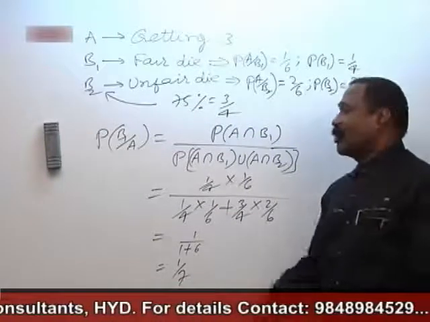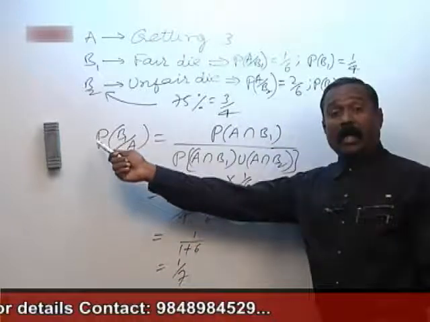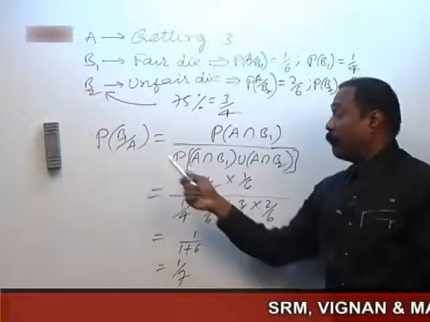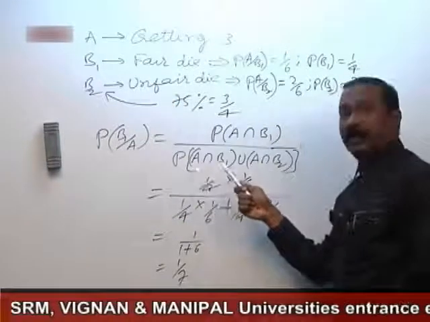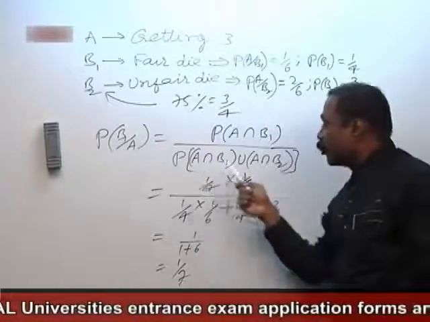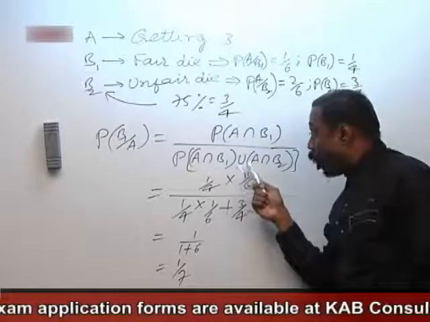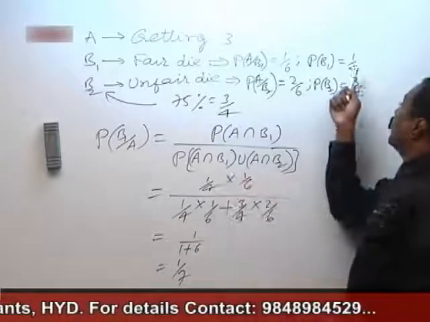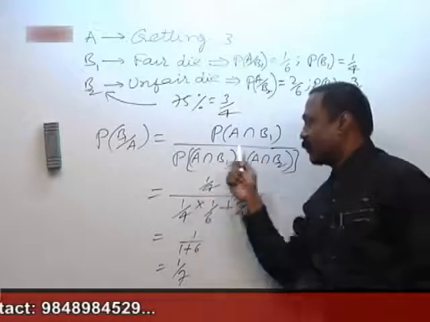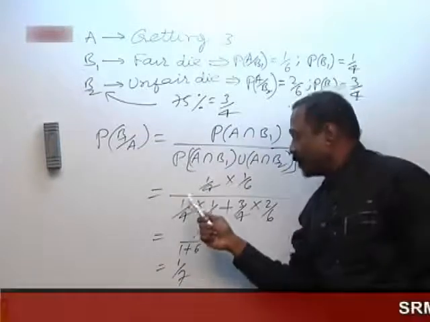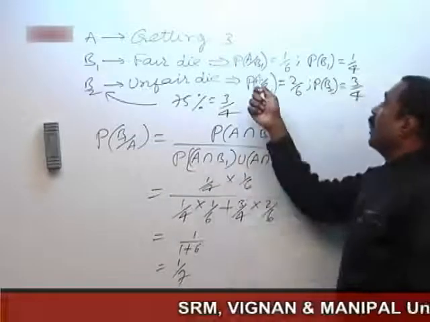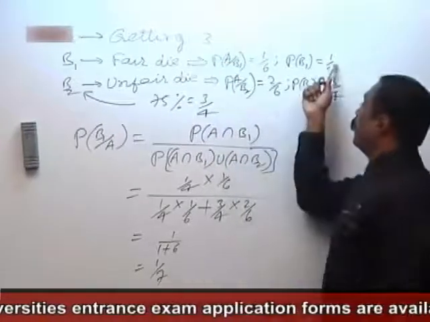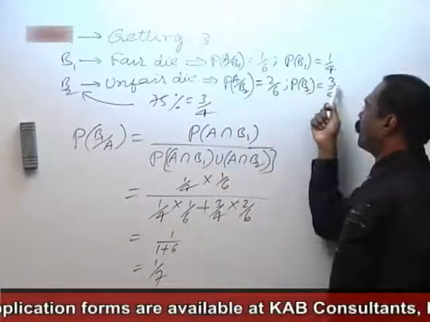Now let me apply. What is our requirement here? The occurrence of event A, that is getting number 3, must happen with the fair die. That's what we want. But the occurrence of event A may happen with B1 or may happen with B2. That is why I wrote both. That or becomes plus. And what is P of B1? It is 1 by 4. Conditional probability, please. The occurrence of getting number 3 with B1 is 1 by 6. So 1 by 4 into 1 by 6, and it is plus 3 by 4 into 2 by 6.